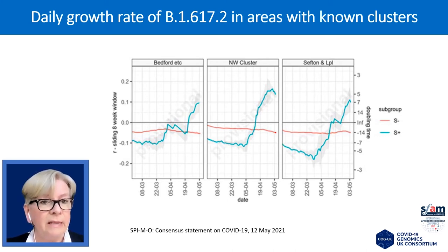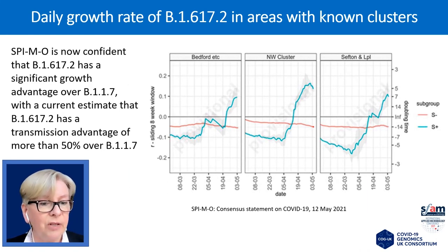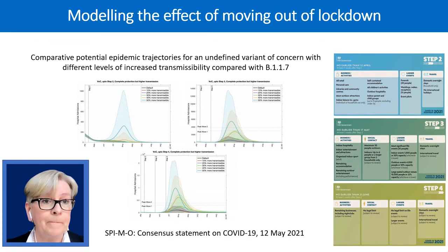So that is indicative of a significant growth advantage of 617.2 over the 117. And the SfAM report suggested that the 617.2 version had a transmission advantage of more than 50% over the current circulating lineage. Now, if 617.2 is spreading in the country, what does it mean? At the moment, it appears to be more transmissible. There is no evidence at the moment that it has immune evasion.